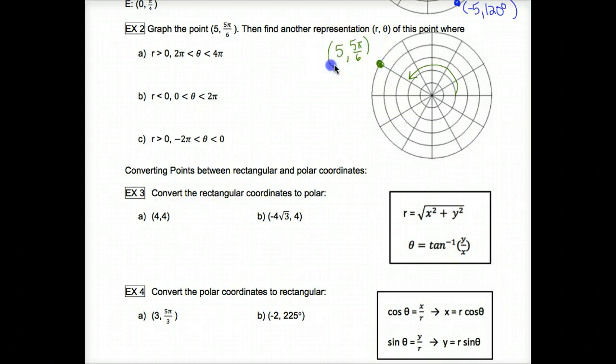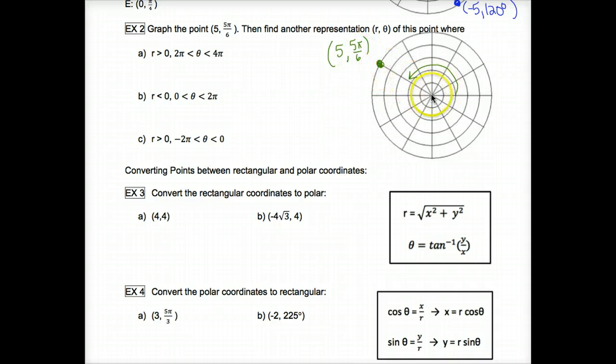Now it wants us to find another representation, also in polar form, where r is bigger than 0 but theta is between 2 pi and 4 pi. Essentially, since we want the radius to be positive, it really needs to be the same. So I have to keep r the same at 5, but I now want my angle to be between 2 pi and 4 pi. This is just the same as asking for a positive coterminal angle.